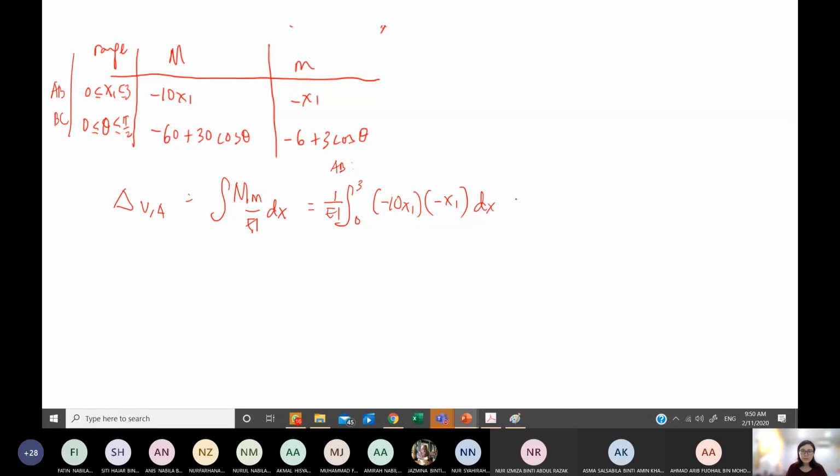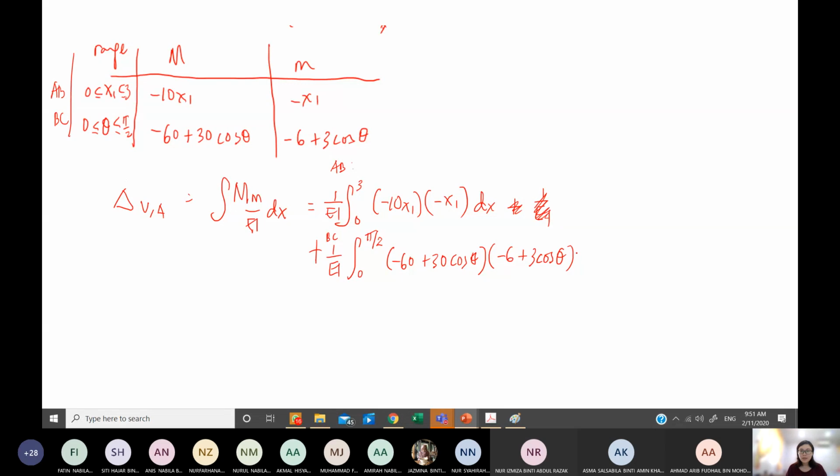So the next will be on this. 1 over EI. This is very lengthy, so I put it at the back. 1 over EI, and then this is from theta, right now must be in radian, 0 to pi over 2, and then I have negative 60 plus 30 cos theta, and then multiply negative 6 plus 3 cos theta.